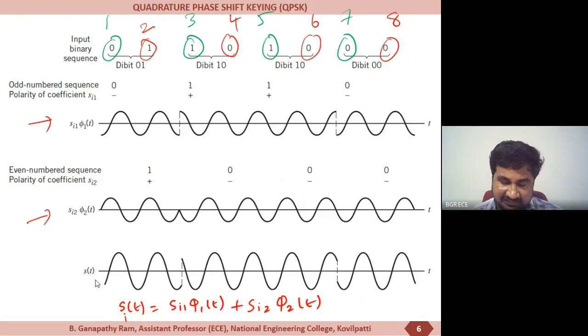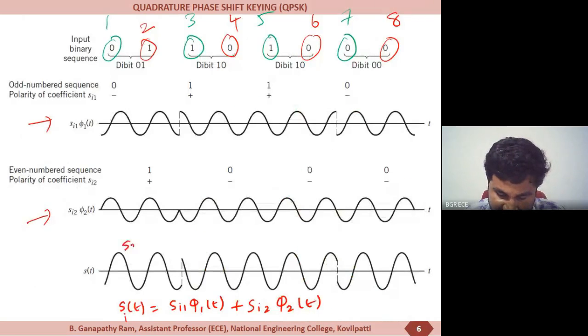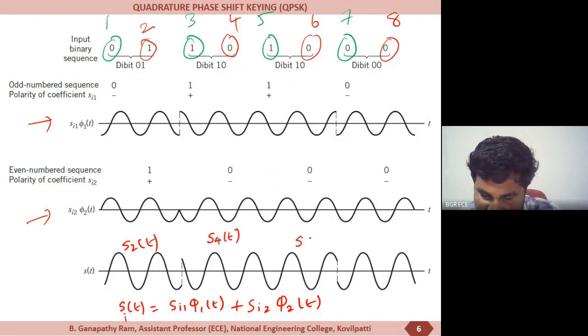So this S of t can have different values. That is, for 0, 1, it denotes S2 of t. For 1, 0, it represents S4 of t. For 0, 0, it represents S3 of t. And the phase variations are represented correspondingly.